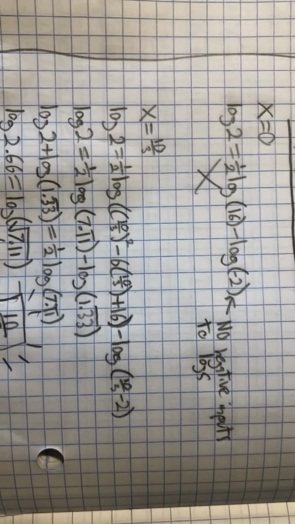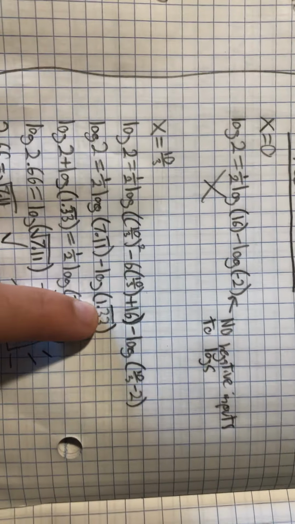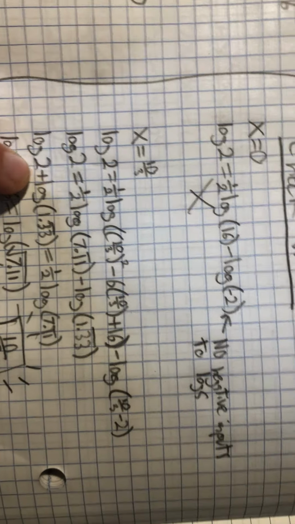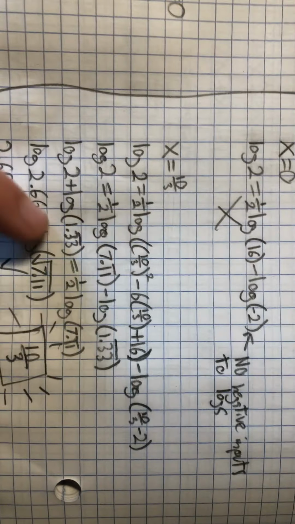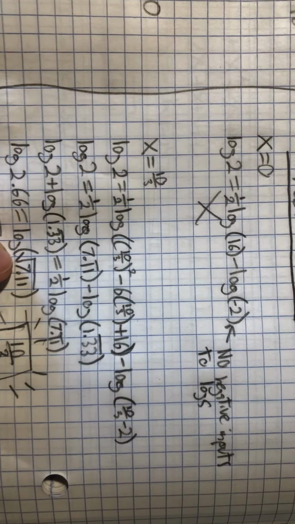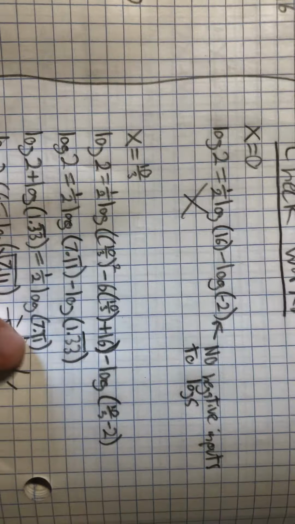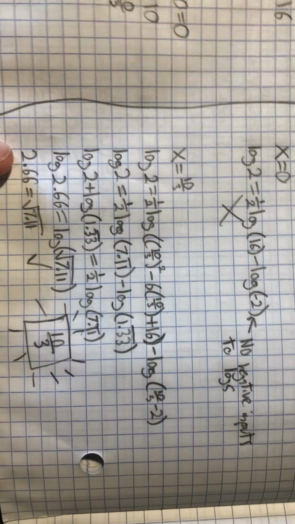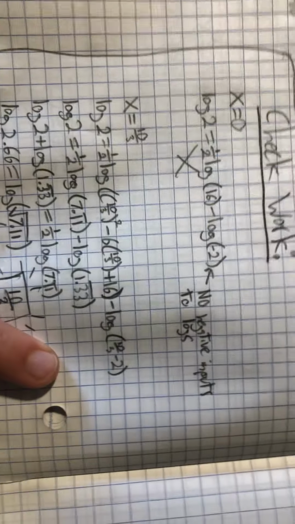So 4/3. I did it in a calculator. But then I'm going to do the same thing. I'm going to add log of 1.33. So we have log of 2 plus log 1.33 is 1/2 log of 7.11. Log of 2.66, right, multiplying in sides, equals log of root of 7.11, because 7.11 to the 1/2 power. And I put in a calculator, the root of 7.11 is 2.66. So 10/3 is the correct answer.